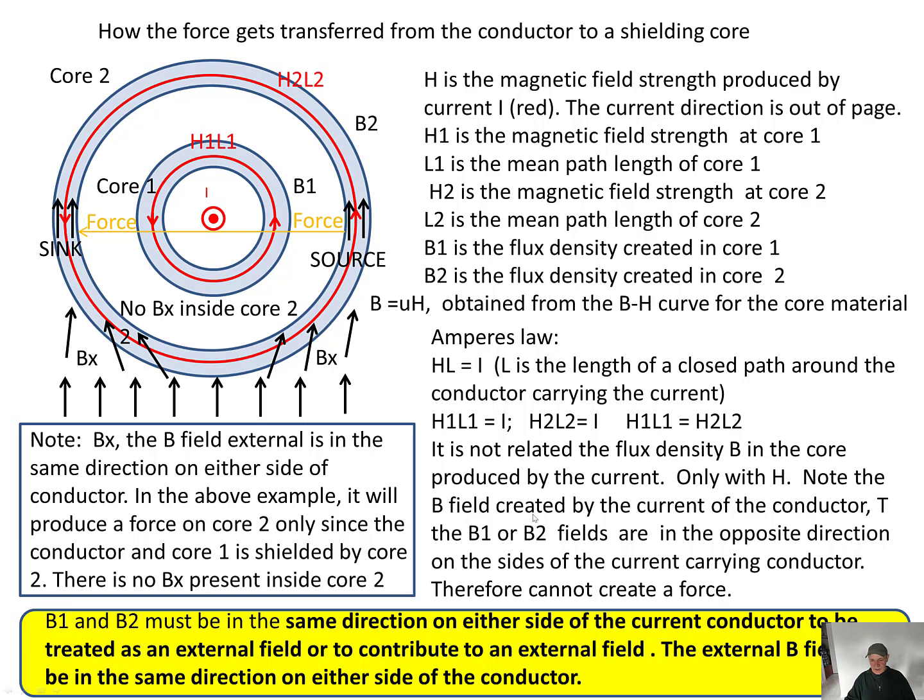Note that the B1 or B2 fields created by the current of the conductor are in opposite directions on the sides of the current carrying conductor. So even if the current creates a B field, the B field is downwards here and upwards here, so there will be no force. So the current carrying conductor cannot create a force by amplifying the B field in a core.